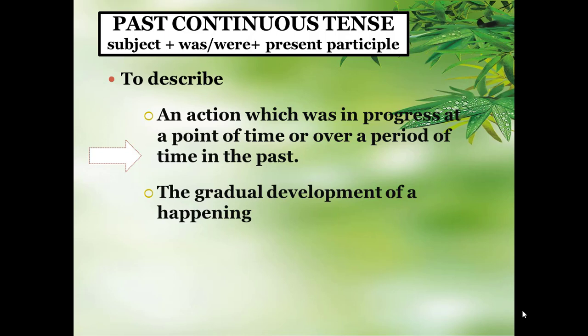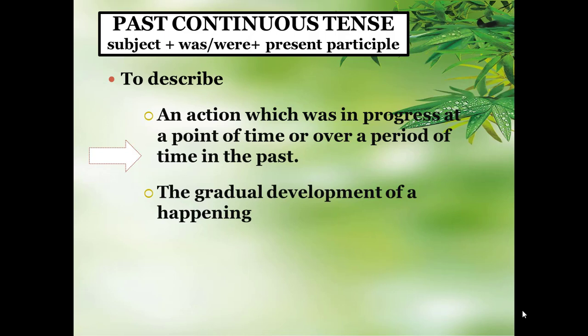The next tense is past continuous tense. Past continuous tense has the structure subject plus was or were plus present participle. Let me give you a few examples for this structure. I was reading, she was playing, they were dancing. Past continuous tense is used to describe an action that was in progress at a point of time or over a period of time in the past.